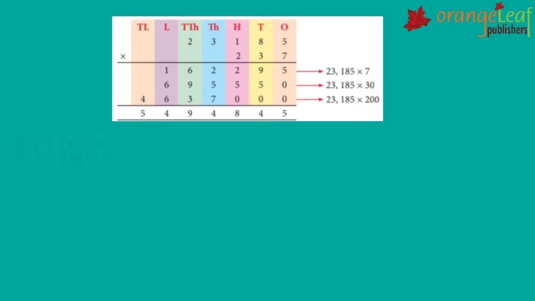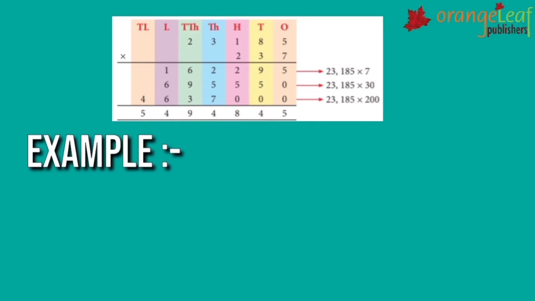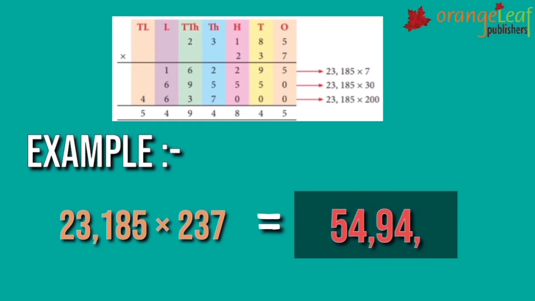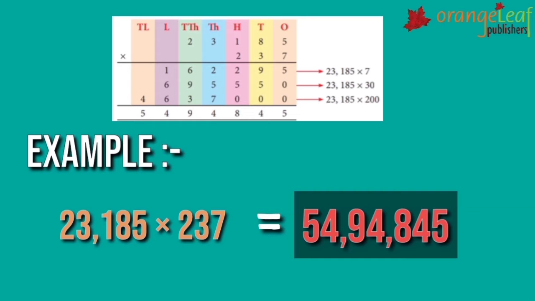Multiplication of 5-digit and 6-digit numbers by a 3-digit number. Here is an example. Multiply 23,185 by 237. The answer you would get here would be 54,94,845.